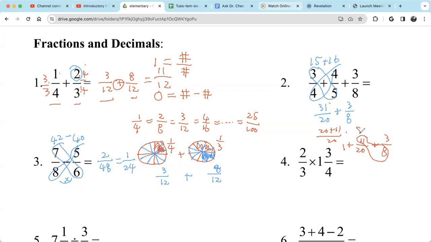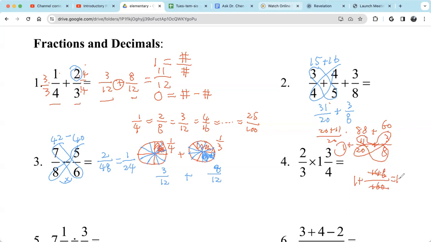11 times 8, I get 88. 3 times 20, I get 60. My operation is addition, so I just add 88 plus 60 is 148. Divided by 20 times 8, 160. And also, I cannot forget about this 1. I still have this 1, right? I can write it as 1 plus, because I want to simplify this. This can be simplified. How do I simplify? I can divide by 2 first.